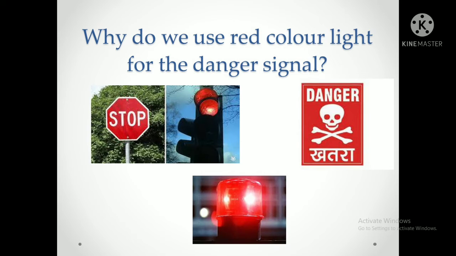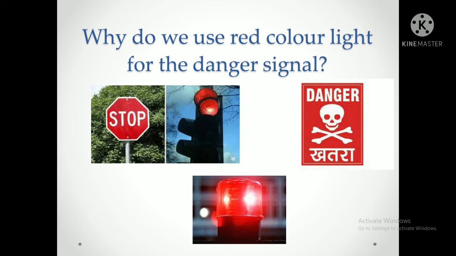Now, this red color deviation is minimum, while the violet color light has maximum. But the wavelength of red light is maximum, and the probability of the light reaching the observer is the most. So this is the reason the red light is used in the danger signals. So we will see, as the deviation is less but the wavelength is more, we will see the red light more than the violet light. Okay, so red color light is used as a danger signal.